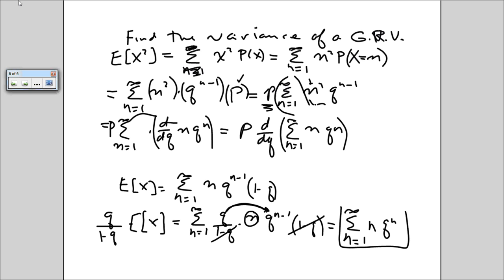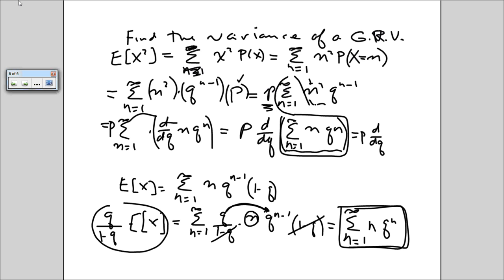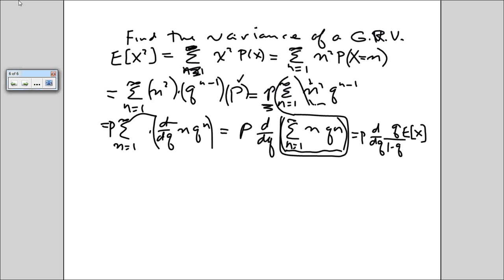But this here is exactly what I have here. That is, this is equal to p times the derivative with respect to q of this. But this is nothing more than q over 1 minus q times the expected value of x. Okay, so now we're there. A very clever person figured that out.